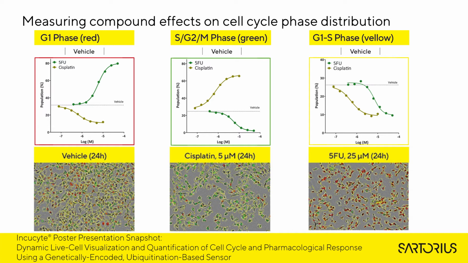Visualizing the HT1080 cells with phase and fluorescent imaging, you can see that after 24 hours of drug treatment, cisplatin holds the cells in the SG2M, or the green, whereas 5-FU is holding the cells in the red G1 phase of the cell cycle. Segmentation analysis using cell-by-cell software is visible here, using yellow masking.